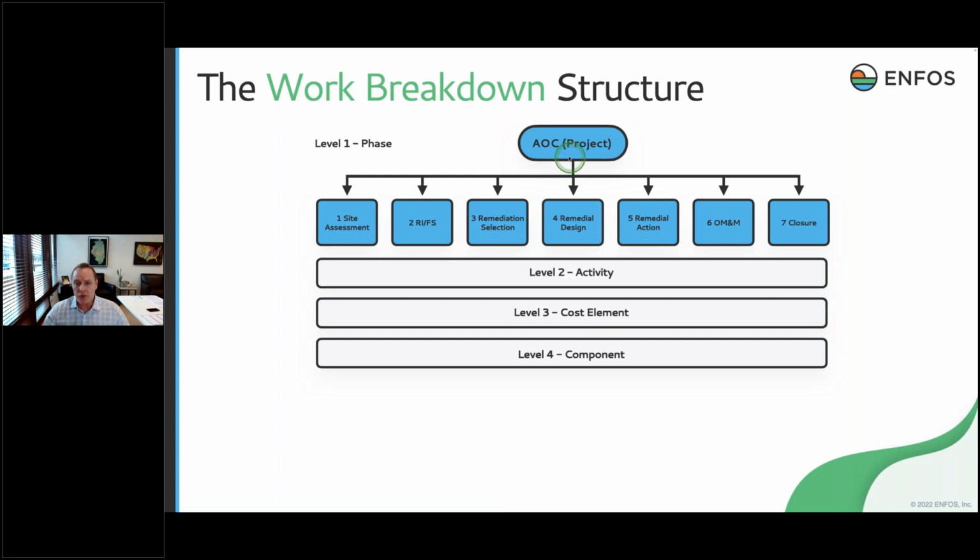Level 1, because through the life of this project, we're going to do work associated with each phase. Now, you could be doing work in multiple phases at the same time. You can even backtrack in these phases for different reasons. So it's not always linear, and they're not always one at a time. Level 2 is the next level down. We generically call level 2 activity, but each phase can have its own list of standard activities. Level 3 is the next level down, cost element, and level 4 is component.